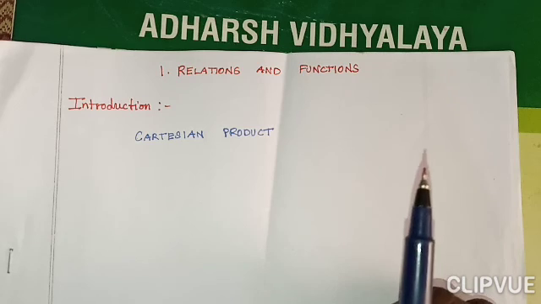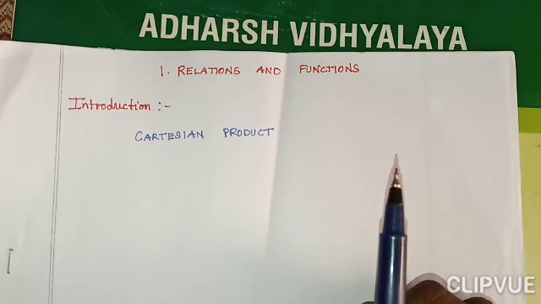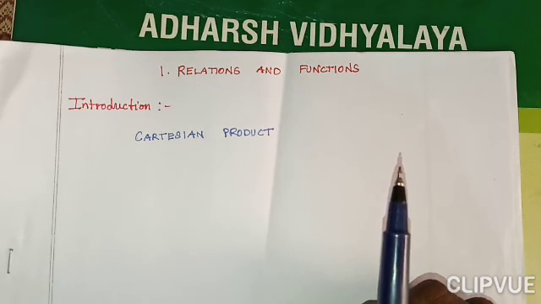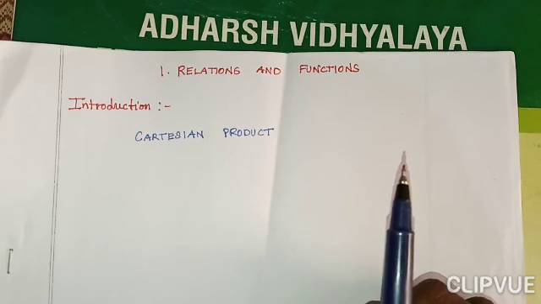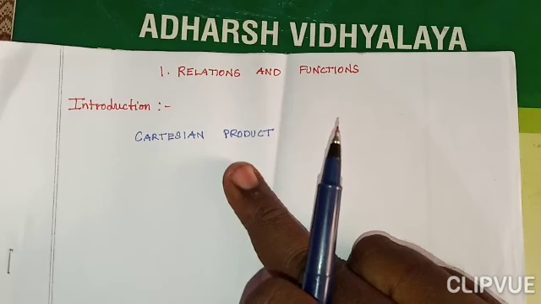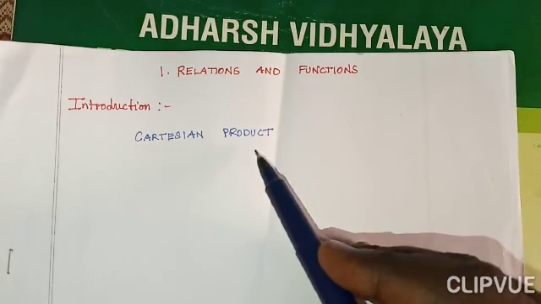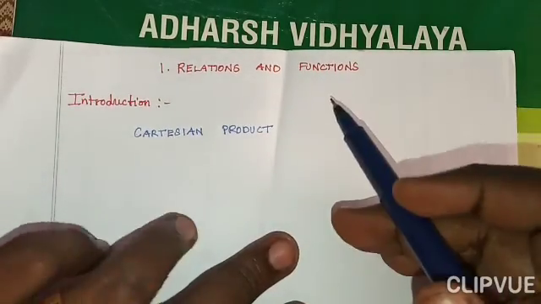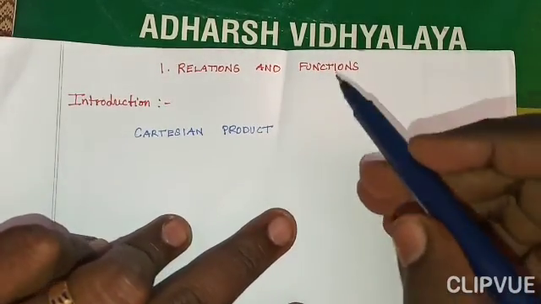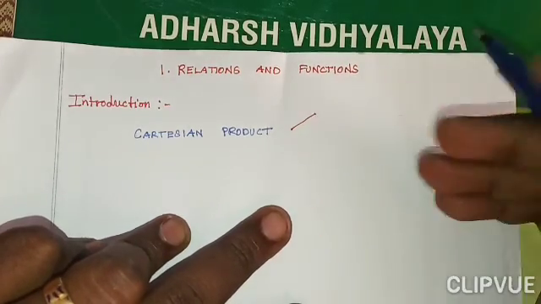If we extend the concept of set in two forms, called relations and functions, we need to know about Cartesian product before going to learn relations and functions. So in this video I am going to explain about the Cartesian product.